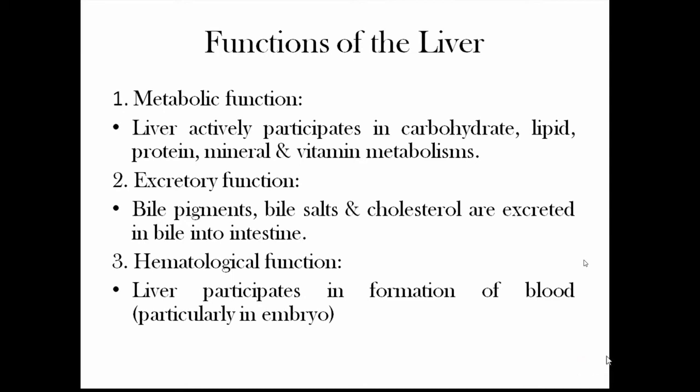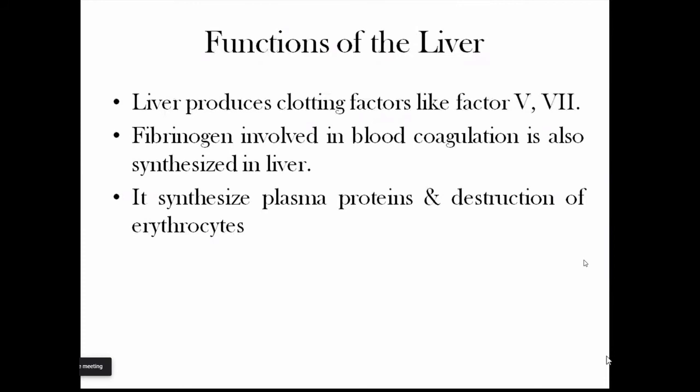So the main blood forming organ in the fetus is the liver. So hematopoietic in the liver. Although as soon as the infant or the fetus gets out of the intrauterine environment, the liver ceases to be a hemopoietic center. Okay, so the liver produces the clotting factors, fibrinogen, and it synthesizes plasma proteins, and these are all hematopoietic functions. We've talked about those.